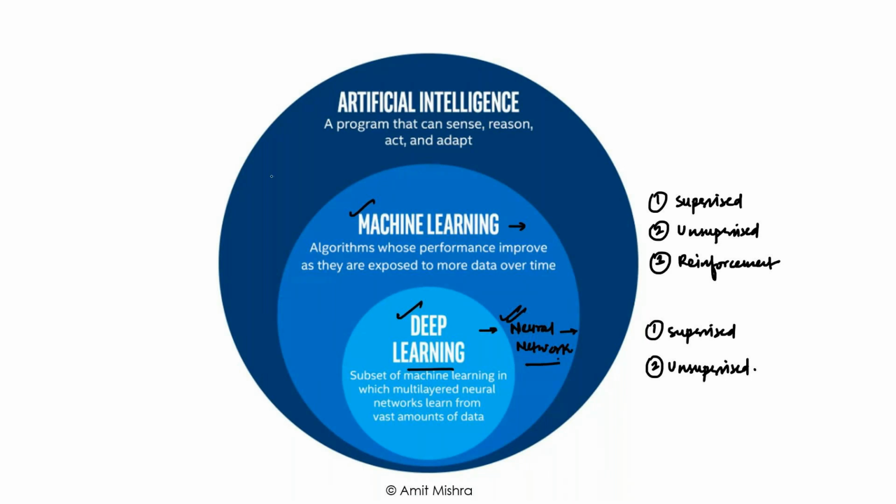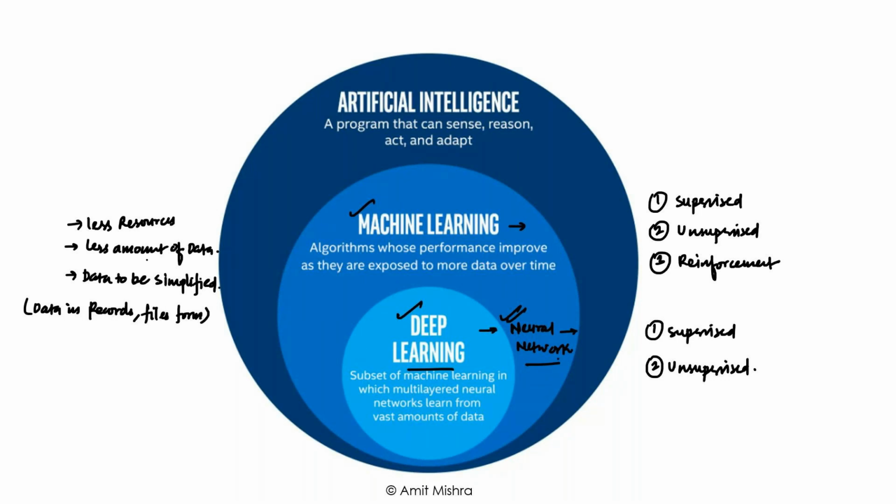If you compare with machine learning, fewer resources will be used, and a smaller amount of data as compared to DL will be used. We expect our data to be simplified in this case. And mostly if you have data in terms of records or file form, then machine learning is a good take. But when it comes to deep learning, we talk about the complex data set.